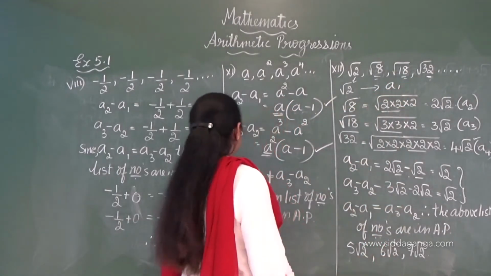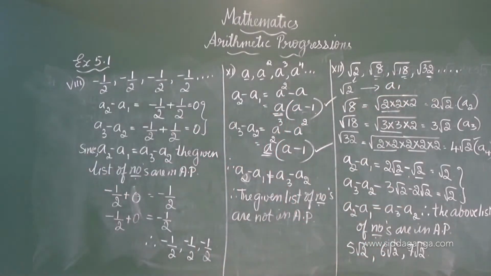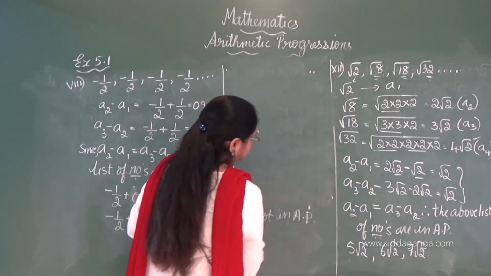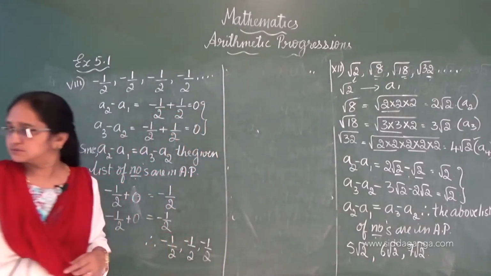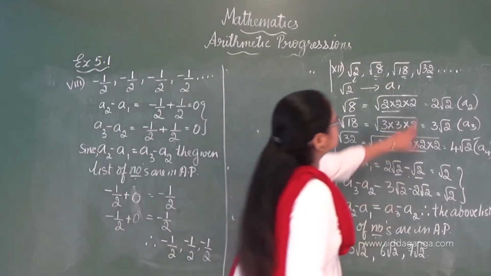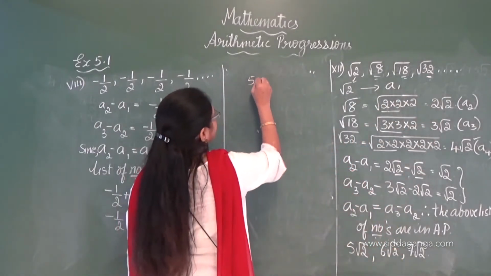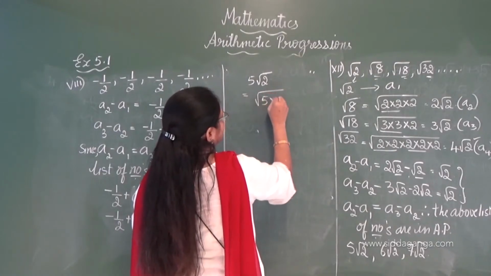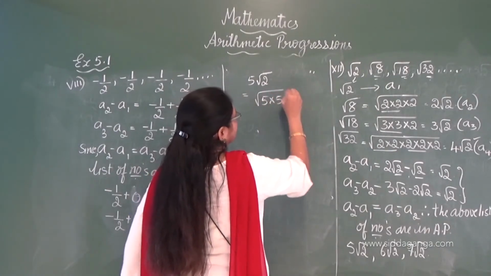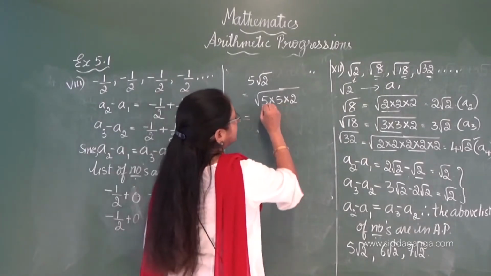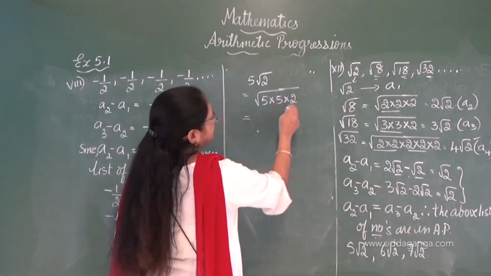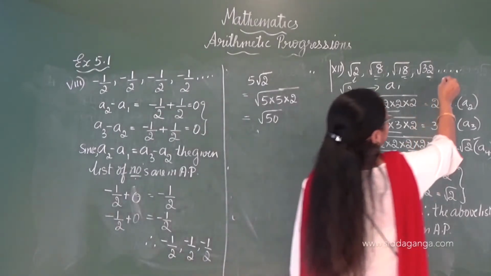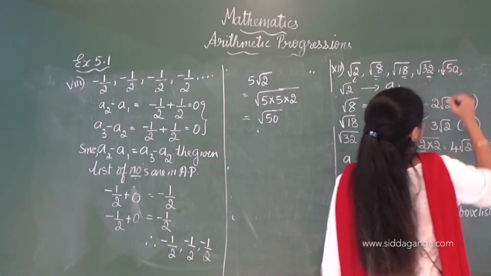So, I will just show you how to put it in this form now. 5 root 2 is the simplest form. Now, this means root of 5 into 5 into 2. See, this is the method. So, 5 5s are 25, 25 2s are 50. So, after root 32, you will get root 50, like this.